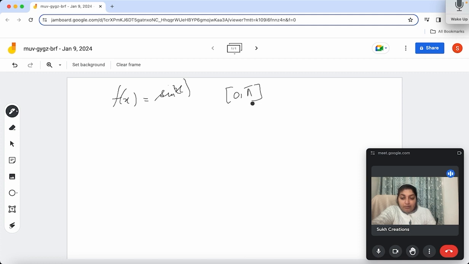Okay, so this is very important when we will be discussing differentiation or integration, right? So we really need this continuity.